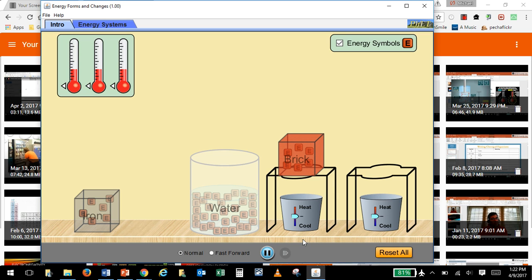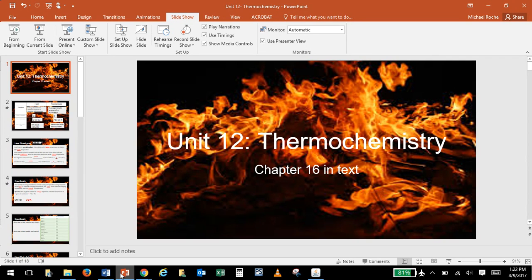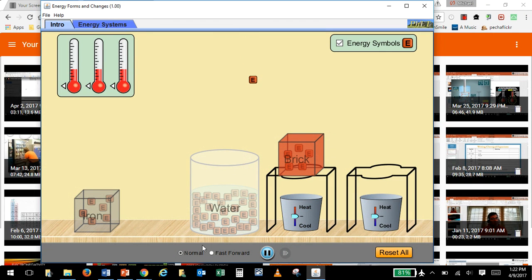Hey kids, so we are doing our thermochemistry unit, and the thermochemistry unit has to do with heating and cooling. But cooling, it turns out, is just a matter of taking energy away from something, and then heating something is putting that energy back in. And that energy allows for either kinetic energy to increase or for some phase change to occur.